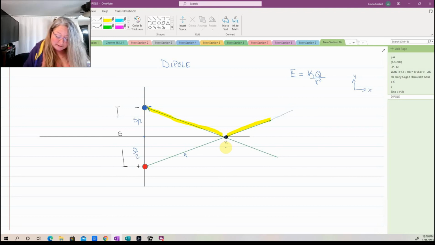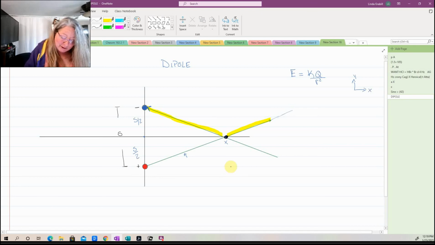We're going to call that a distance x away. Then by Pythagorean, the distance here is going to be s squared over 4 plus, now my distance here is that distance x, plus x squared. So I know that distance, and I also know then that that distance is going to be my r. So r is the square root of s squared over 4 plus x squared.